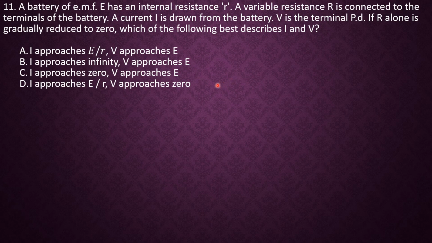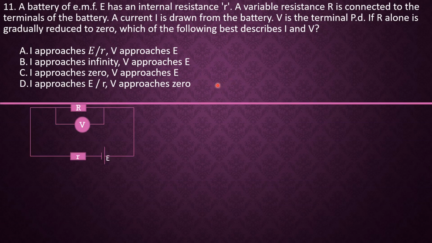Okay, so we are actually just going to use mathematics to do this. So this is our diagram. Initially we can just calculate our I, which is basically the sum of EMF divided by the sum of resistance in the circuit. So the total resistance in the circuit is basically R plus r, right?